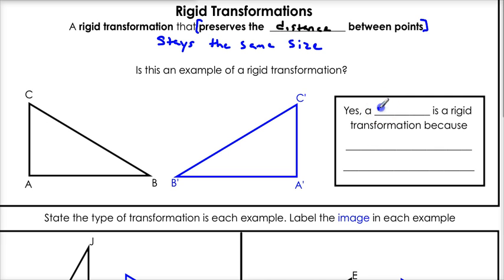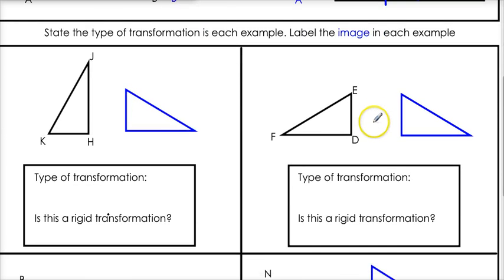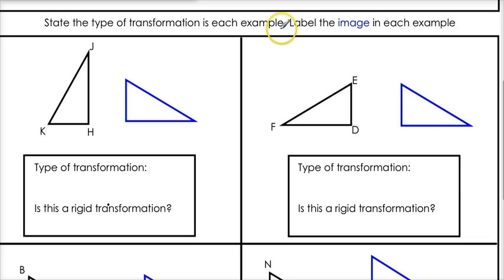So yes, a reflection is a rigid transformation because it preserves the distance between points. Okay? If it doesn't get bigger or smaller, then it is a rigid transformation. So let's go over these. We're going to state the type of transformation each, label the image, and say if it's a rigid transformation or not. So let's look at this first one.